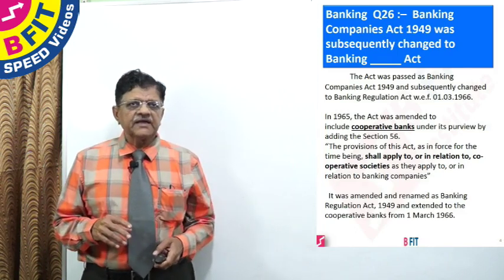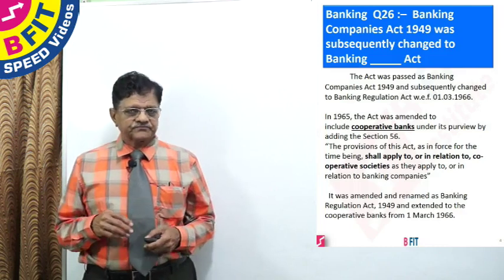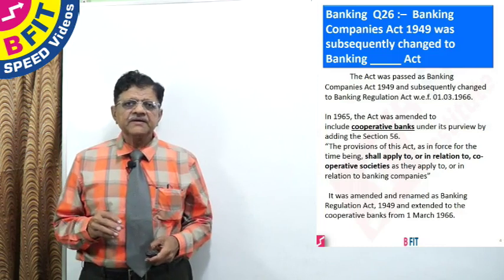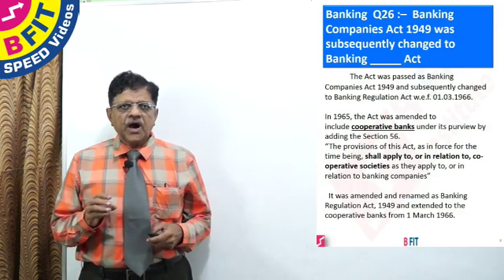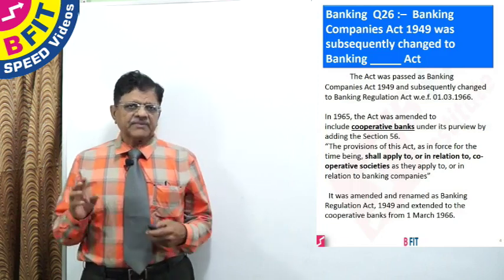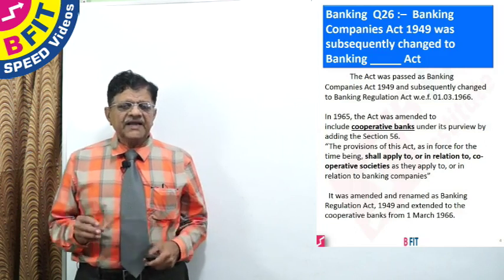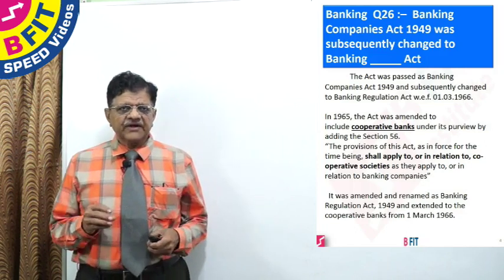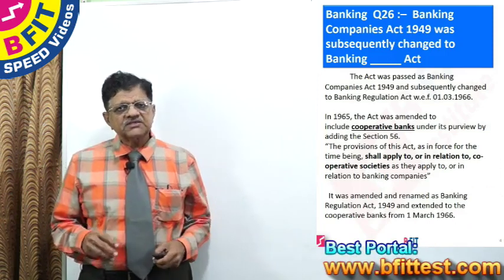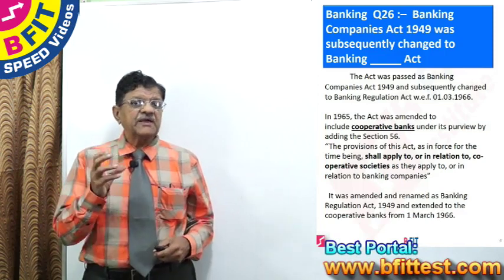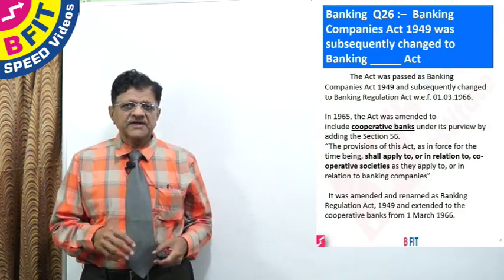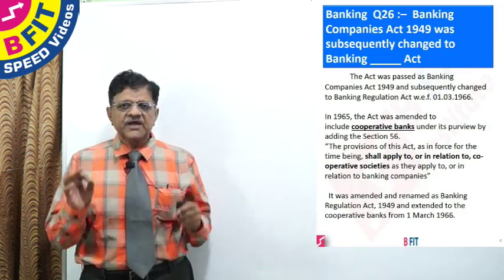Section 56 of the Act states the provisions of this Act as in force for the time being shall apply to or in relation to cooperative societies as they apply to other banking companies. It was amended and renamed as Banking Regulation Act 1949 and extended to the cooperative banks also with effect from 1st March 1966. That is the import, meaning and the reason behind the change in the name from Banking Companies Regulation Act to simply Banking Regulation Act.